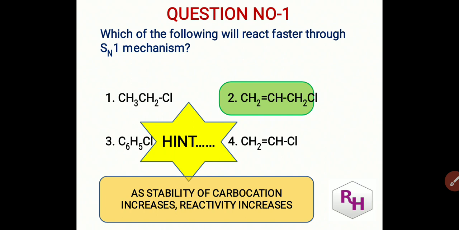The reason for that is, remember, this is the allylic halide. Allylic halide is more stable due to resonance, but the remaining carbocations are not that stable. Because of that reason, the second option is the correct one. Then question number 2.